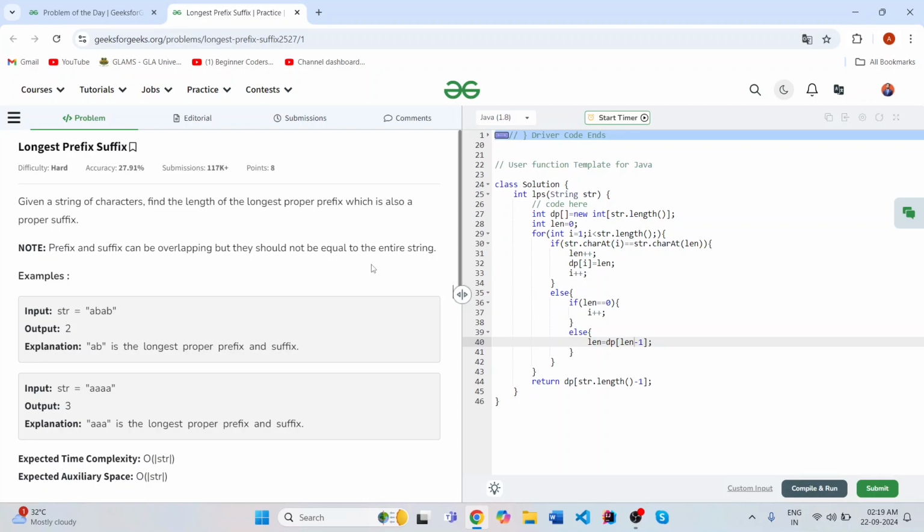Problem of the day today for GFG is longest prefix suffix. This is a very well-known question, most commonly asked. This question is also an algorithm for KMP for pattern matching.